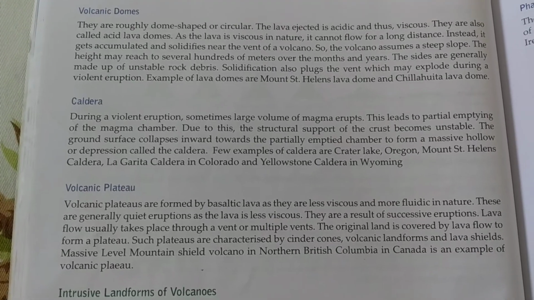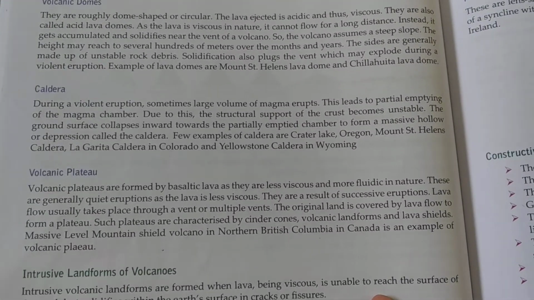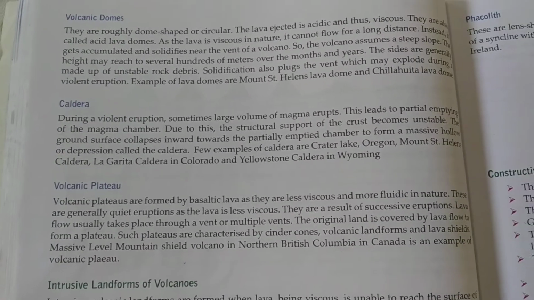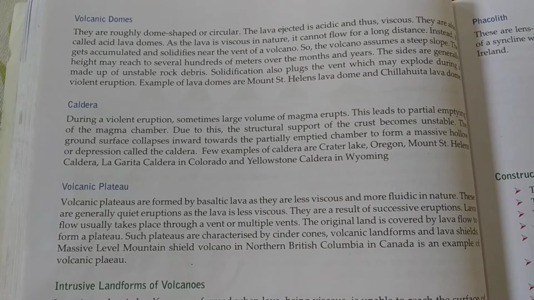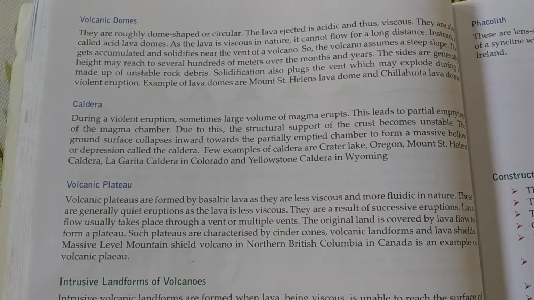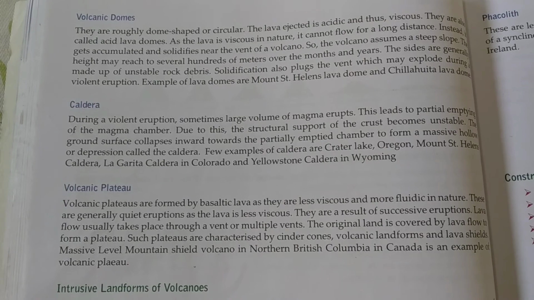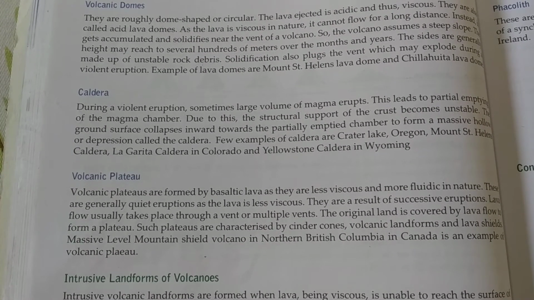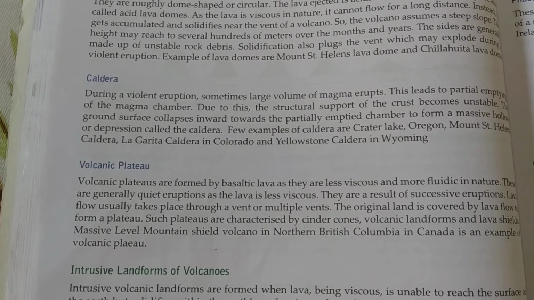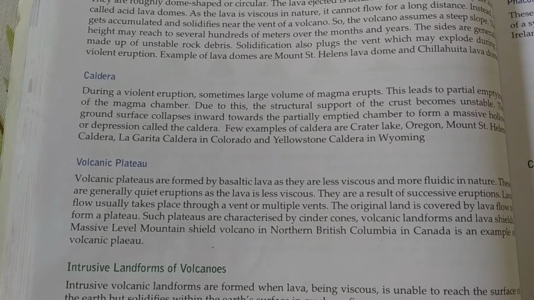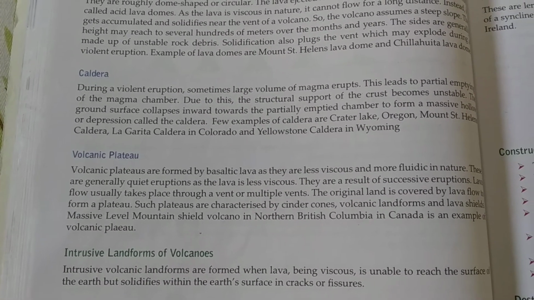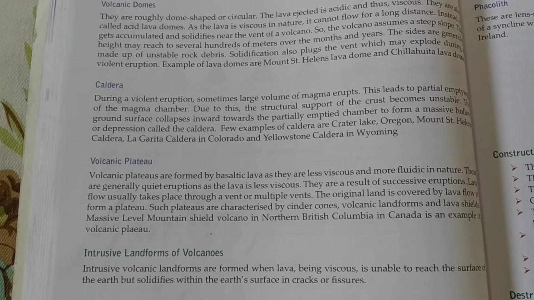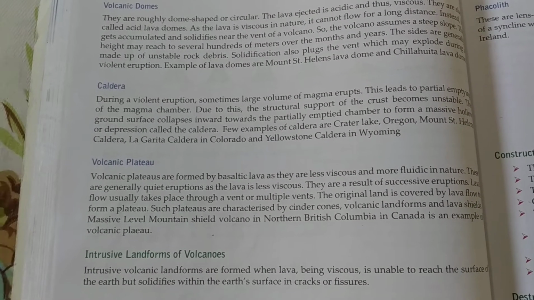Then you have the caldera. During a violent eruption, sometimes a large volume of magma erupts. This leads to partial emptying of the magma chamber. That means due to this large eruption, the magma chamber gets emptied, and due to this, the structural support of the crust becomes unstable.